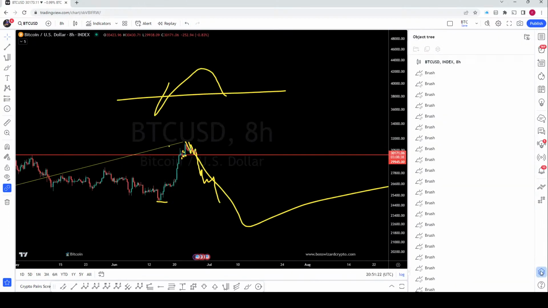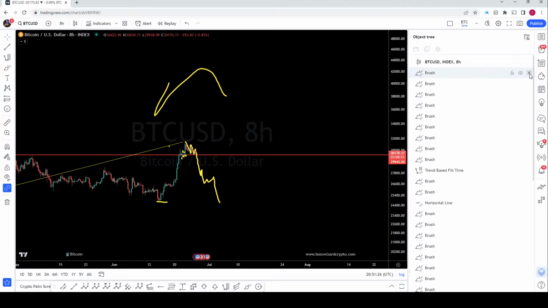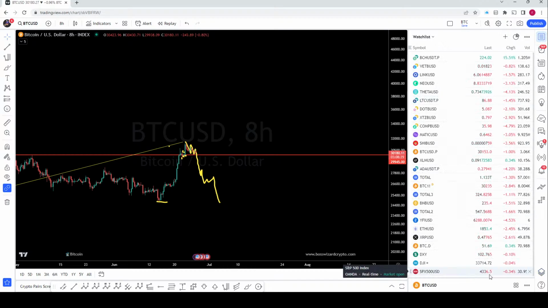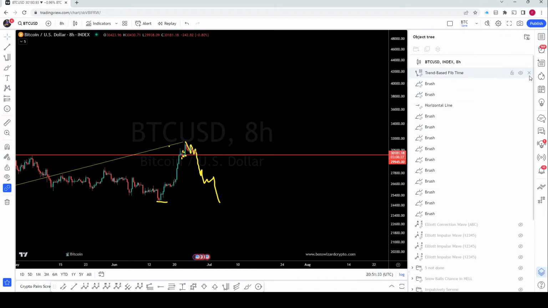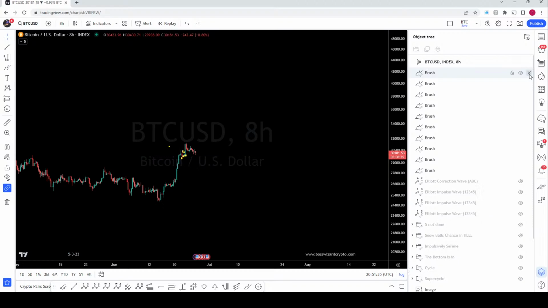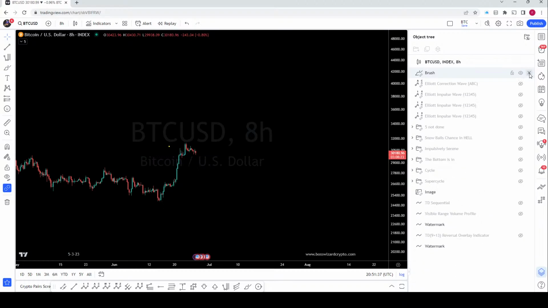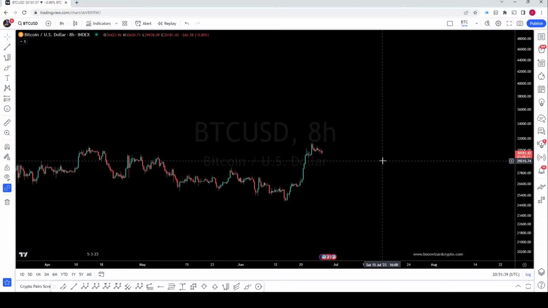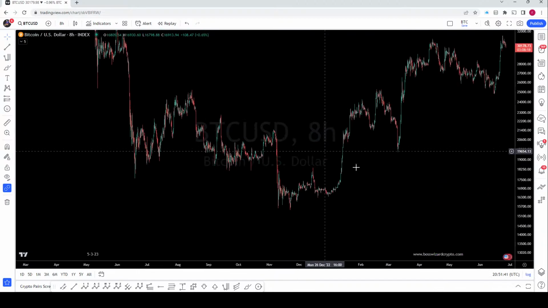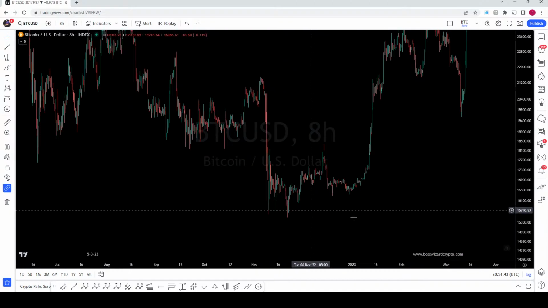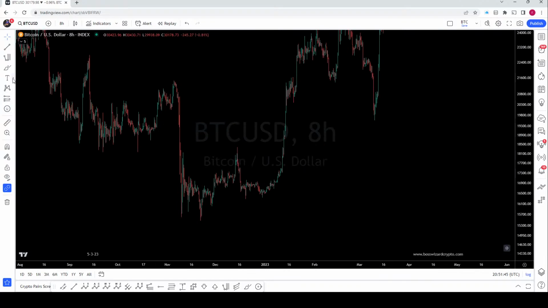But let me get rid of some of this. All those brushes are gone. Oh, I have more garbage. Let me get rid of some garbage. Boom. Okay. Let's start even at the bottom, to emphasize my point. What did we get off the bottom?